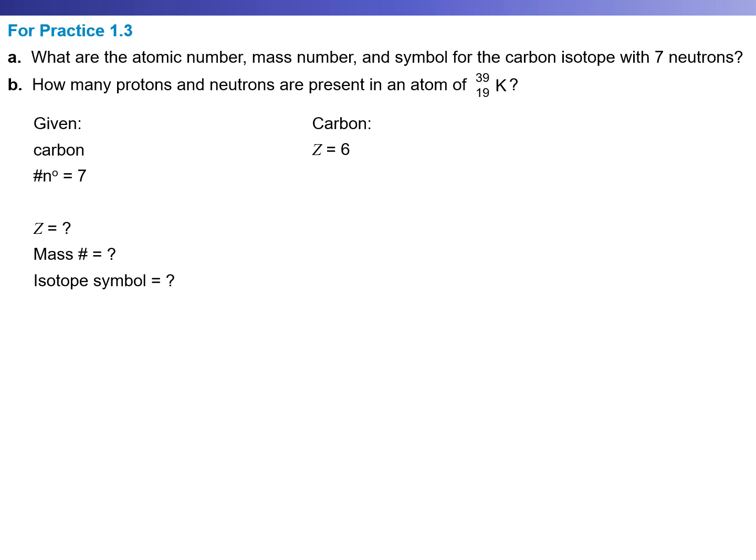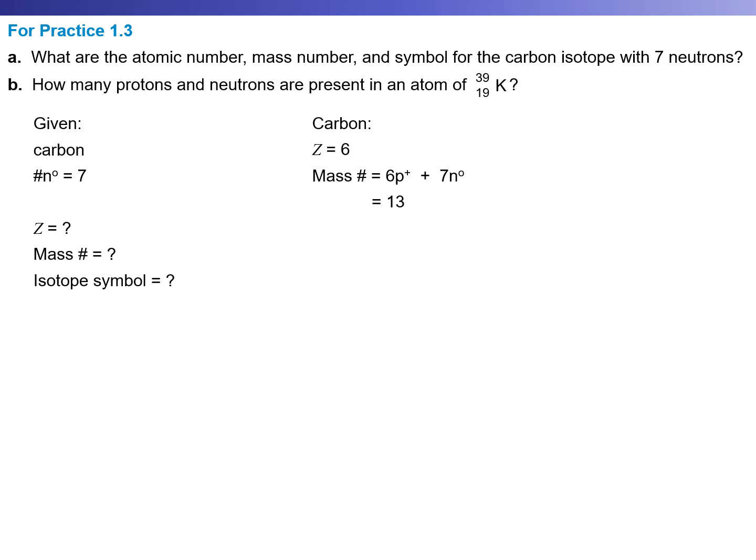So we know the proton number is 6. We just looked at the periodic table, and we're being given the number of neutrons. So let's go ahead and set up an equation for solving the mass number. The mass number is going to be equal to the number of protons plus the number of neutrons, which is going to be 6 protons plus 7 neutrons, and that ends up being 13. So our mass number is 13.